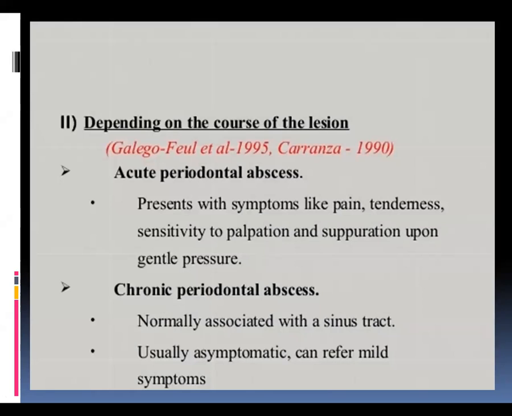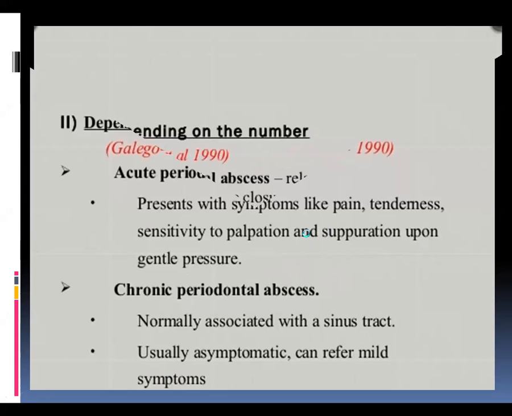Second, depending on the course of the lesion, it is an acute periodontal abscess or a chronic periodontal abscess. The acute periodontal abscess presents with symptoms like pain, tenderness, sensitivity to palpation and suppuration upon gentle pressure. While the chronic periodontal abscess is normally associated with a sinus tract and is usually asymptomatic. It can present with mild symptoms.